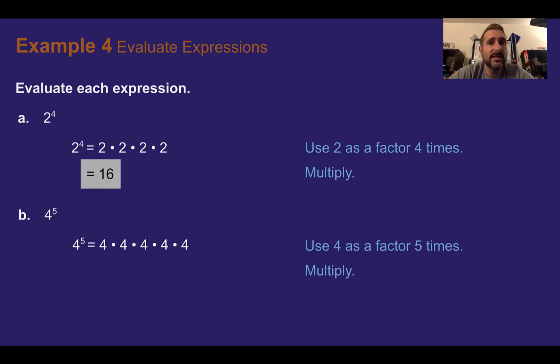The same process is being used in part B. 4 to the 5th power is 4 used as a factor 5 times. So 4 times 4 times 4 times 4 times 4. Multiply that out, we get 1024.